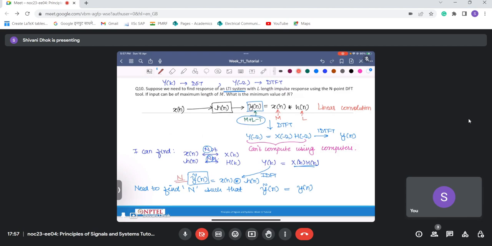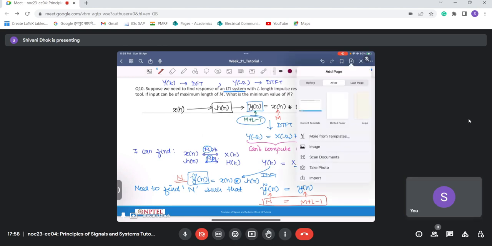So in a circular convolution, the length doesn't change. If x[n] circularly convolved with y[n] are each of length N, the circularly convolved signal is also of length N. So my y tilde of n is an N-length sequence. My y[n] should be an M plus L minus 1 length sequence. So for these two to be equal, N should be equal to M plus L minus 1. This is the value of N that I want, the minimum being M plus L minus 1.